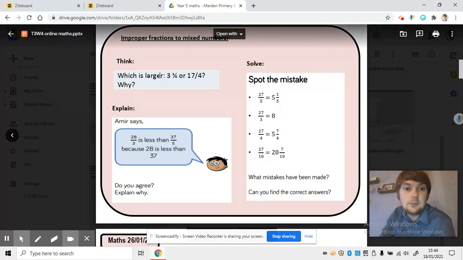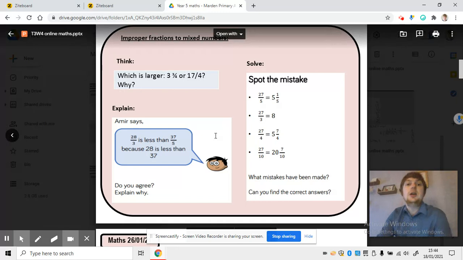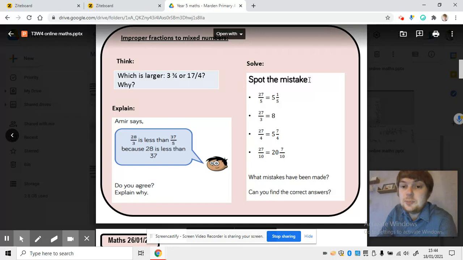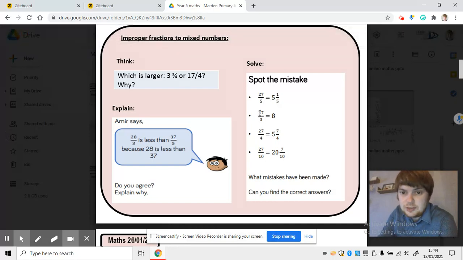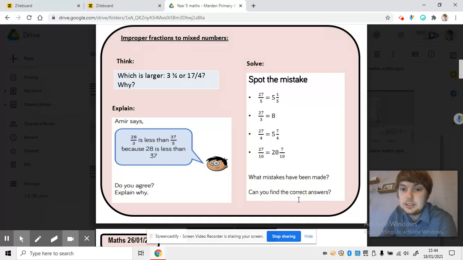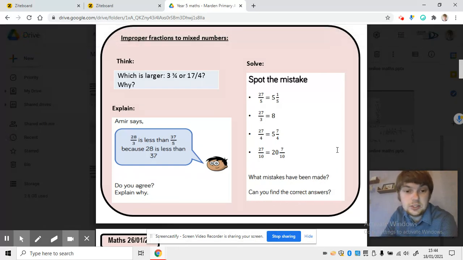So your think, which is larger, 3 3/4 or 17/4, and why? You need to make sure those fractions are the same. So you either can have both as improper fractions or both as mixed. I'll leave it up to you, but then you need to compare. In your solve, you have to spot the mistake. So you need to figure out in each of these what mistake has been made, but then obviously the important part is to correct them. Okay, so what should each of these improper fractions be, as well as identifying the mistakes? So two-step job on each of those there.